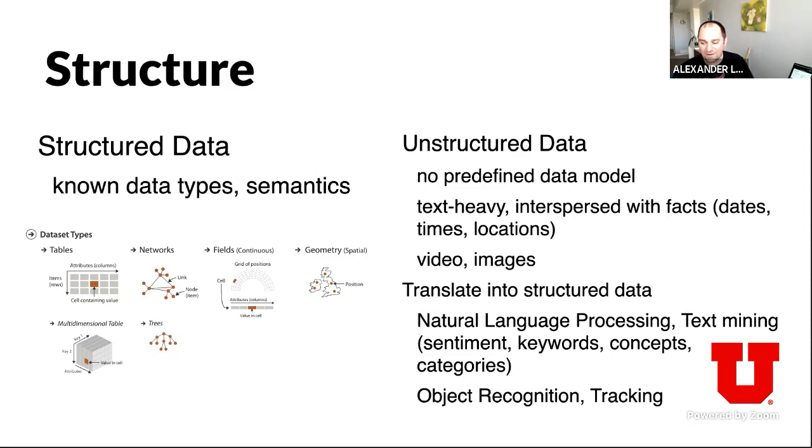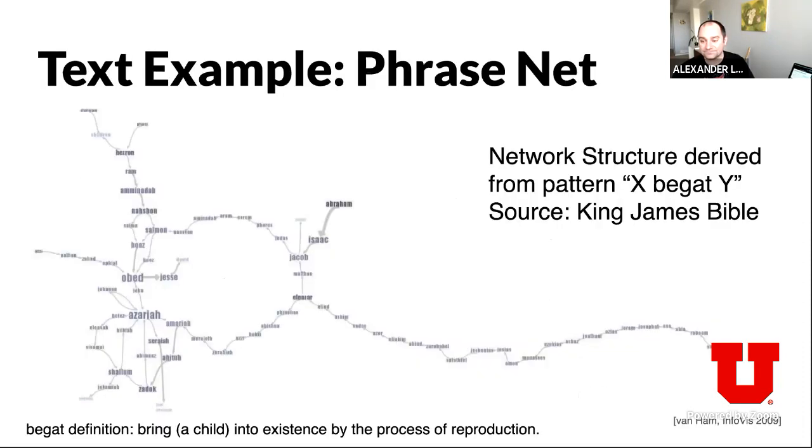Natural language processing, text mining, or a lot of computer vision is about extracting structure from unstructured information: object recognition, tracking, and so on. But data visualization usually assumes some kind of structure, or uses structure that is derived from unstructured data using NLP, text mining, object recognition, or tracking methods, or anything like that. So when we visualize data, we usually work with structured data.